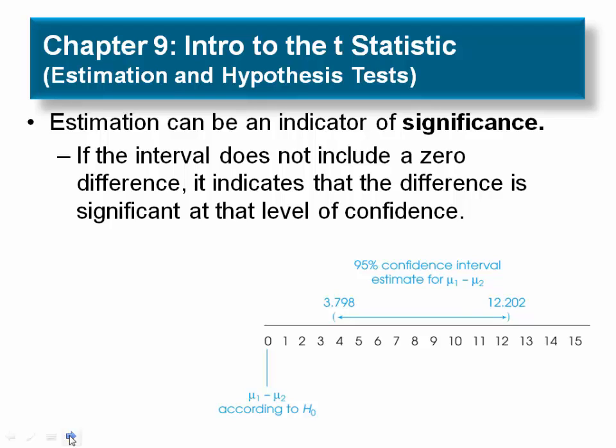On the other hand, if a mean difference of 0 were included within the 95% confidence interval, then we would have to conclude that 0 is an acceptable value, which is the same as failing to reject the null.